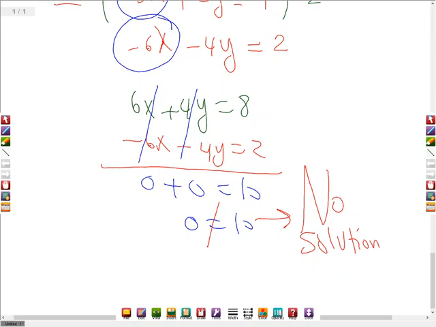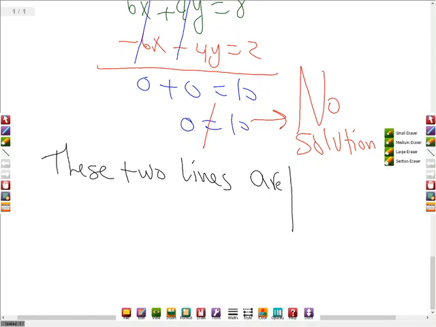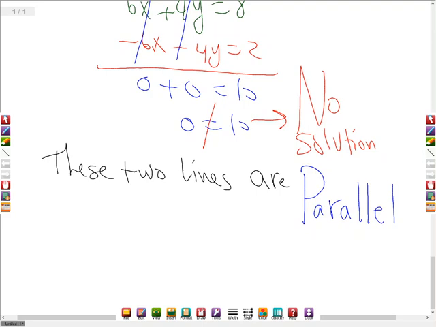What's the meaning of no solution? No solution in math means these two lines are what we call parallel. P-A-R-A-L-L-E-L, parallel. They never intersect. No intersection.